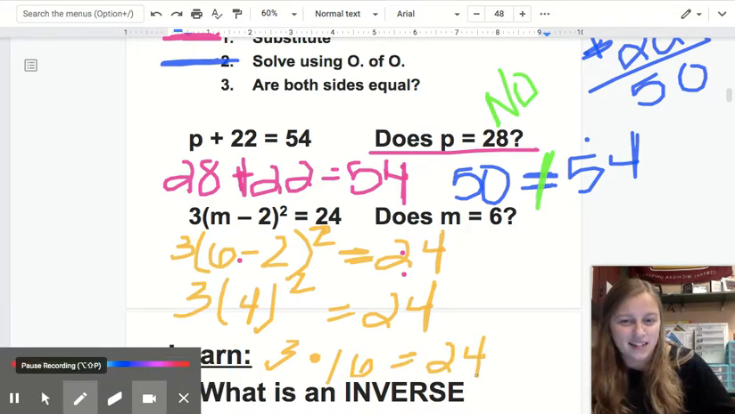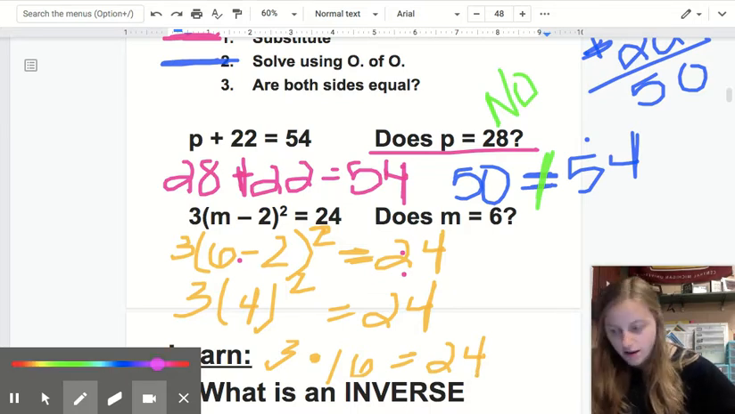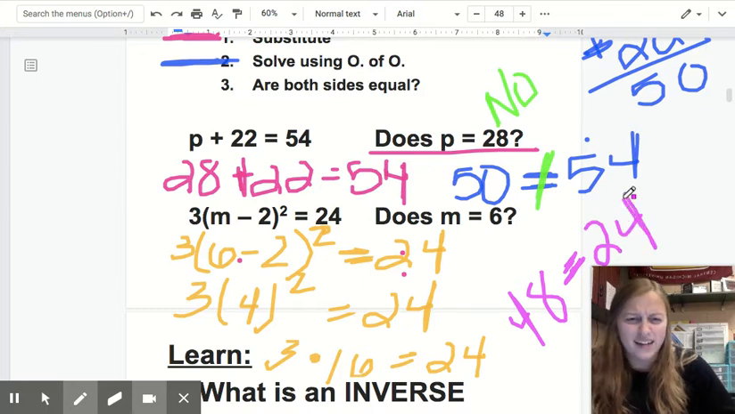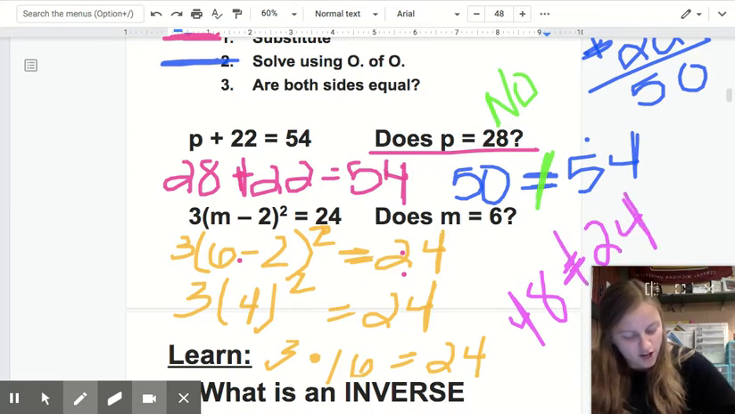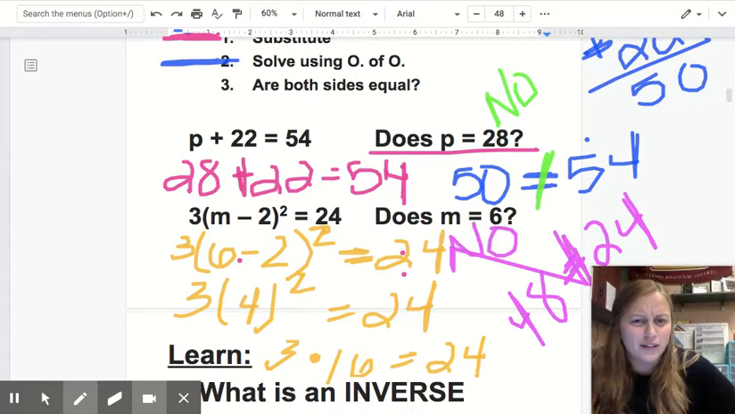If I type 3 times 16 into my calculator, I get 48, and then we carry down that equals 24. Does 48 equal 24? No. Oops. Line through our equals sign. No. M does not equal 6, because if M equaled 6, our answer would be 48, not 24.